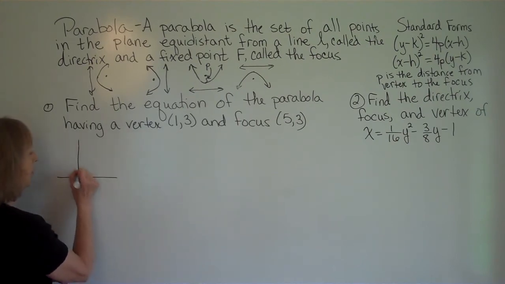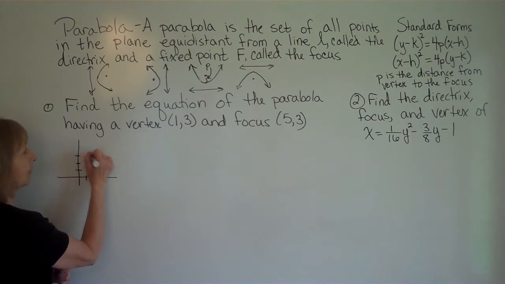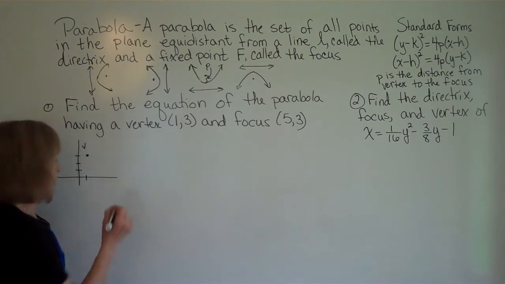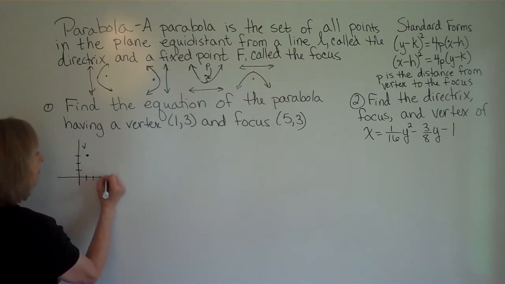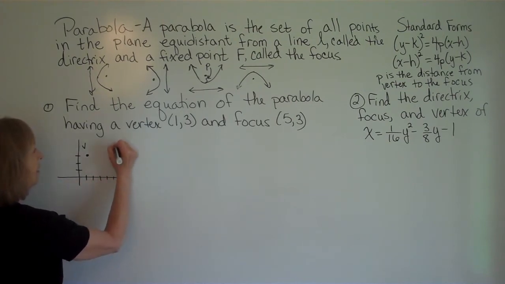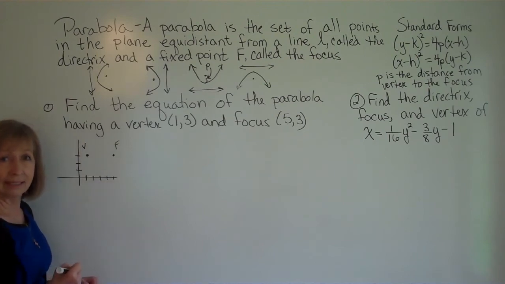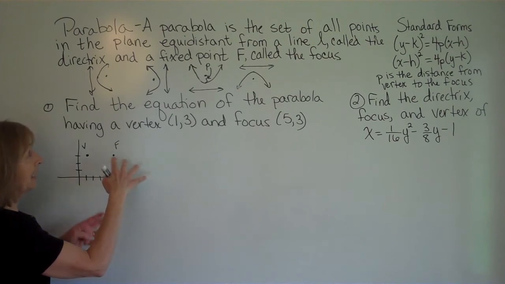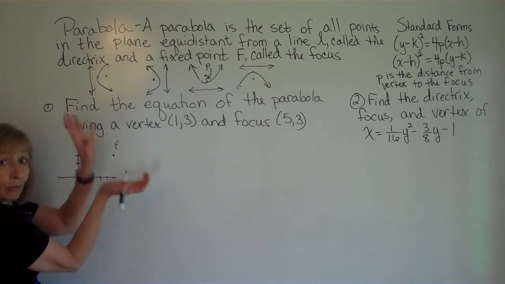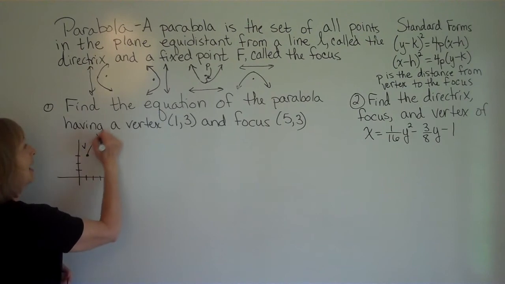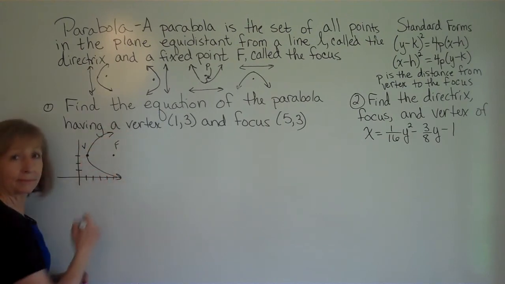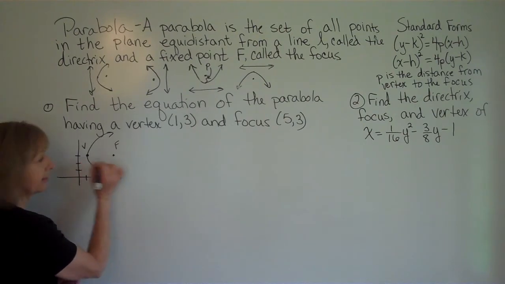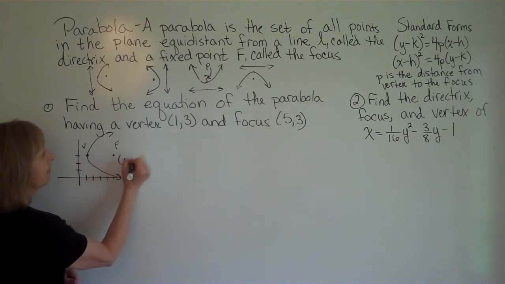So 1, 3 is right 1 up 3. And that's my vertex. 5, 3 is my focus. So right 1, 2, 3, 4, 5 and up 3. That's my focus. Now my vertex and my focus are in a horizontal line with each other, and my parabola has to curve around my focus. So my parabola has to go like this. And this point is 1, 3 for the vertex. My focus is 5, 3.